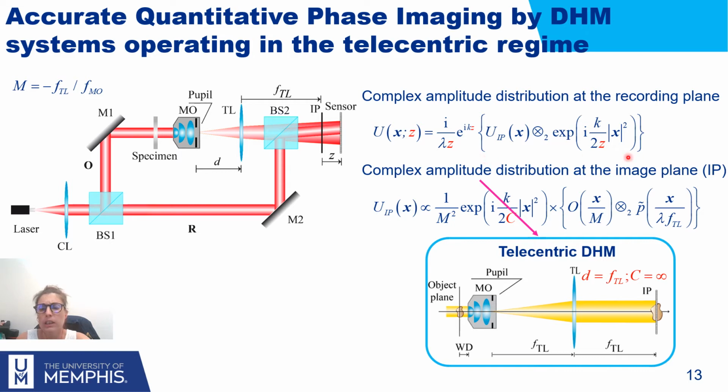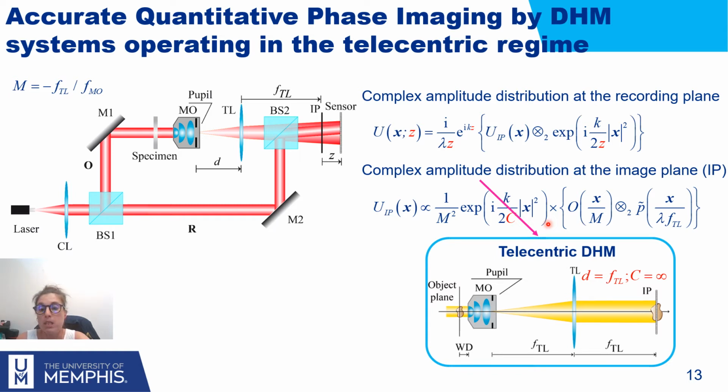And if we go into details here, what we have is a quadratic phase factor multiplying the 2D convolution of a scaled copy of the complex distribution of your sample with the Fourier transform of the pupil of your microscope objective lens. And this quadratic phase factor, depending on the optical configuration of your system, can be completely optically removed. So this whole quadratic phase factor has a value of 1 if the system works in telecentric regime.